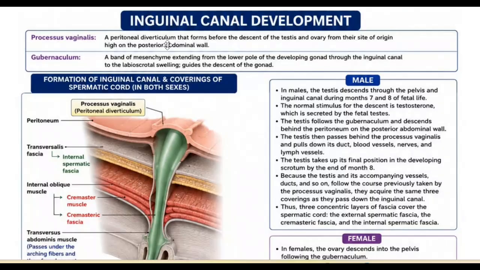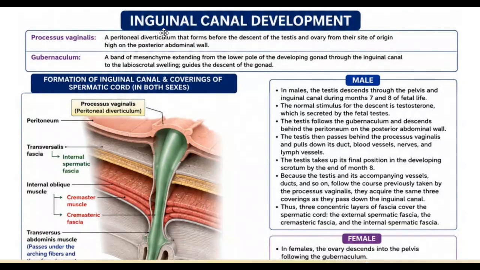Now the diverticulum. What is a diverticulum? Actually, diverticulum means an outpouching, like blowing a bubble from a balloon. It's just like this. So that means the peritoneal bulge is the peritoneal diverticulum. Now this bulge is called the processus vaginalis. So the definition will be: processus vaginalis is a finger-like diverticulum, or you can say outpouching, of the peritoneum.